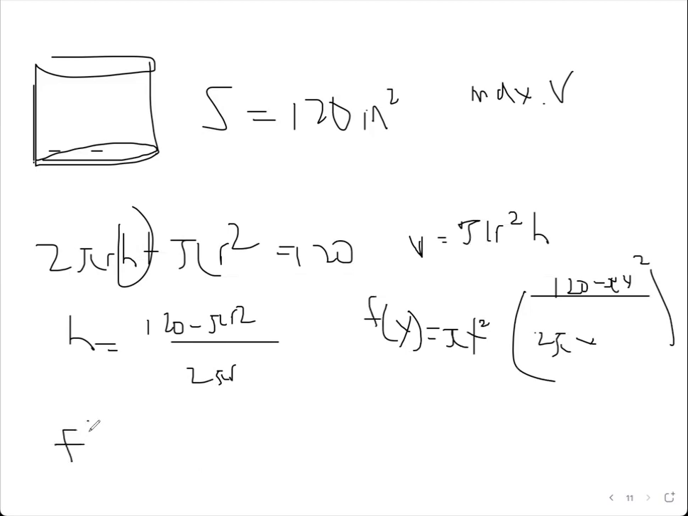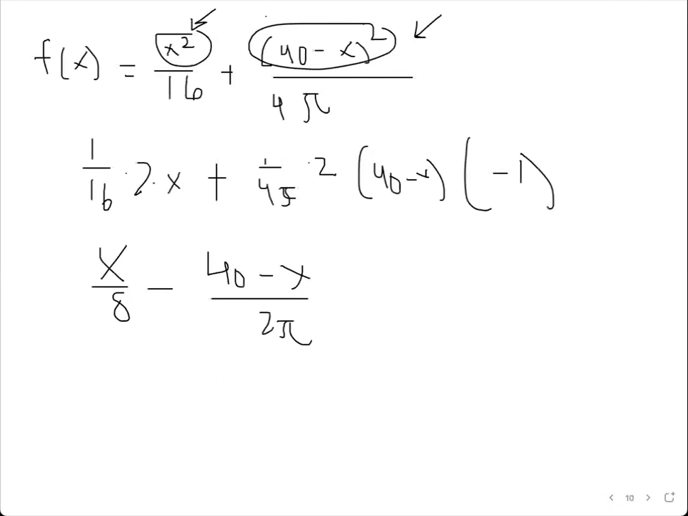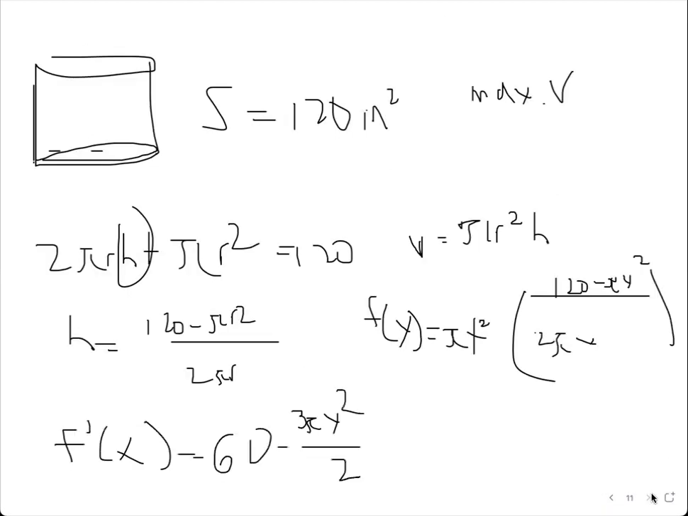You will get an f prime of x equal to 60 minus 3 pi x squared over 2. This isn't too bad. You want to set this equal to 0. The previous example, though, this one, again, not too bad. You could do algebra, but you're going to probably get something in terms of pi. We got a decimal because we used a calculator. You would get something in terms of pi.